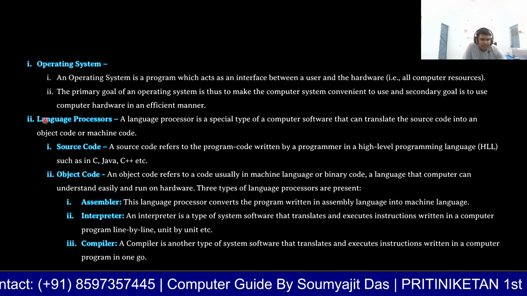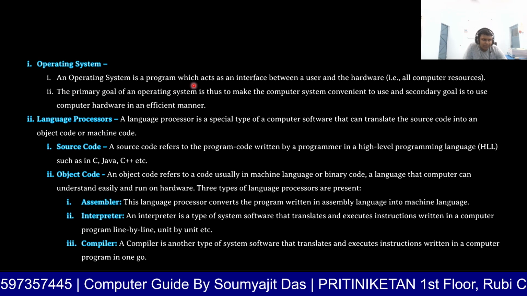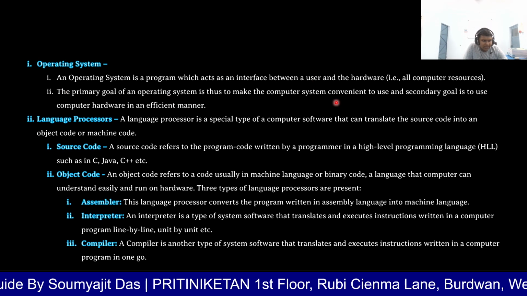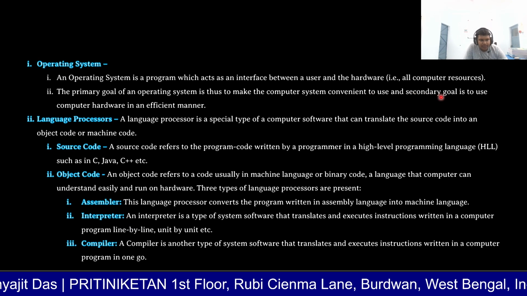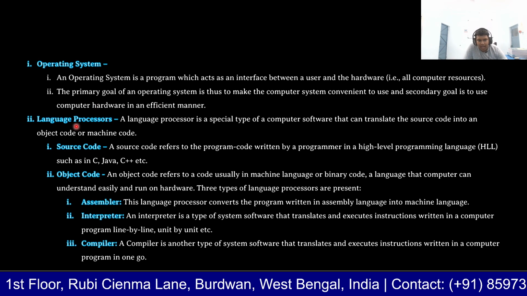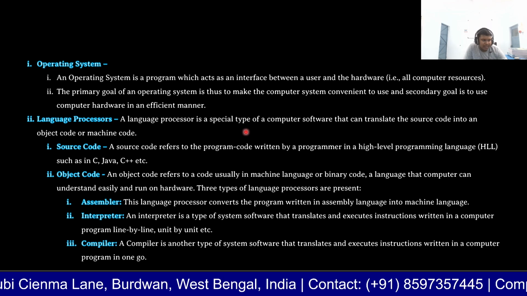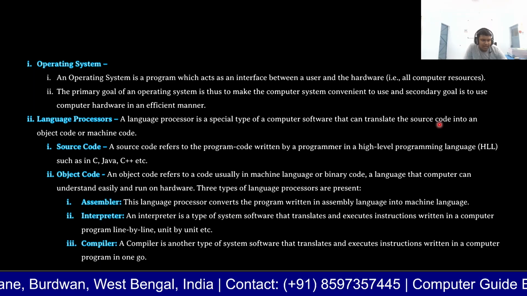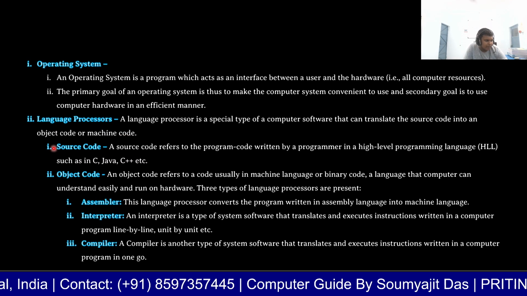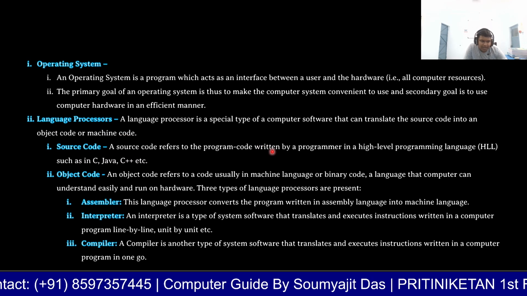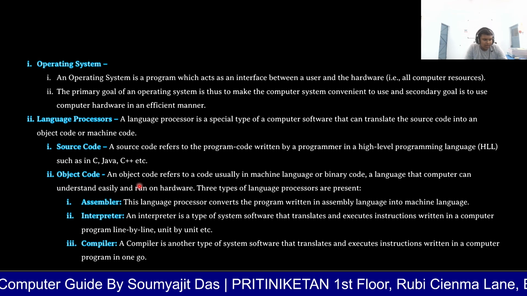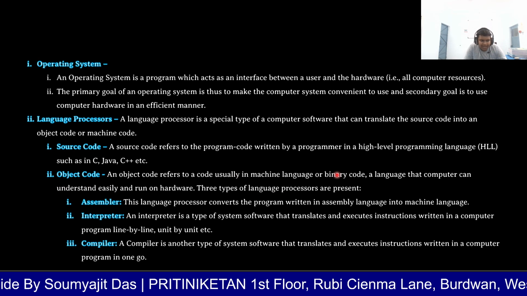Next, we have the operating system. It is a program which acts as an interface between the user and hardware, as I told. The primary goal is to make the computer system convenient to use, and the secondary goal is to use the hardware in an efficient manner. Language processor. A language processor is a special type of computer software that can translate source code into object code or machine code. Source code is the program code written by a programmer in a high-level language like Python, Java, C++. Object code is usually written in machine language or binary.